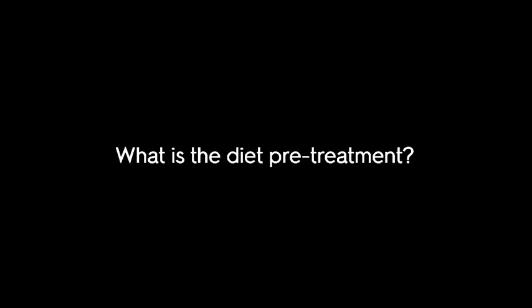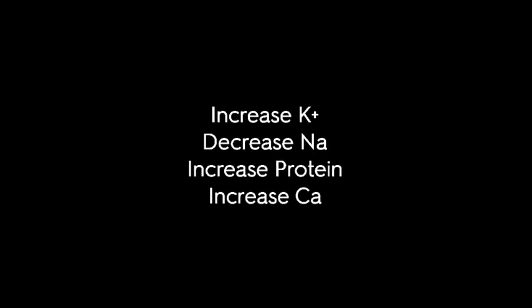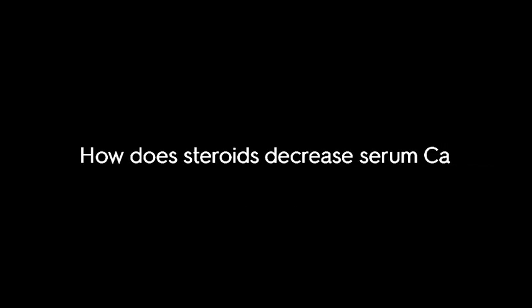What is the diet pre-treatment? Increase K+, decrease Na, increase protein, increase Ca. How do steroids decrease serum Ca? By excreting it through the GI tract. What might appear in their urine? Glucose and ketones.